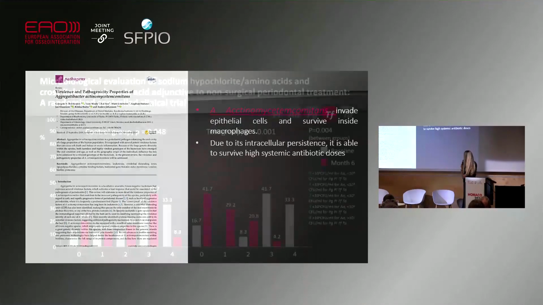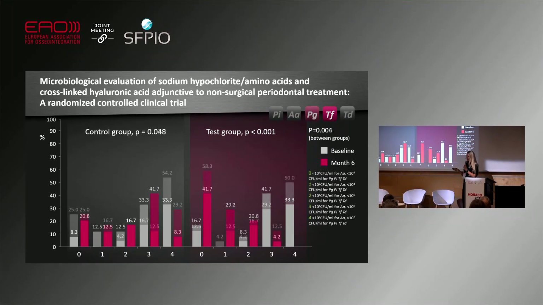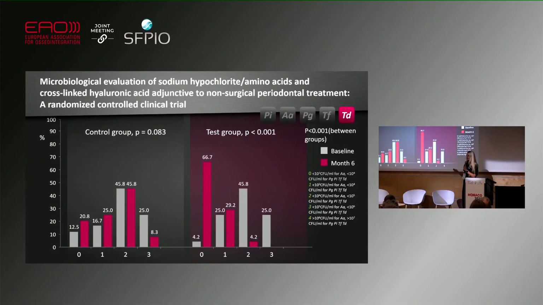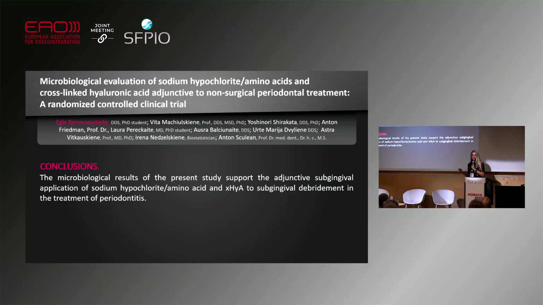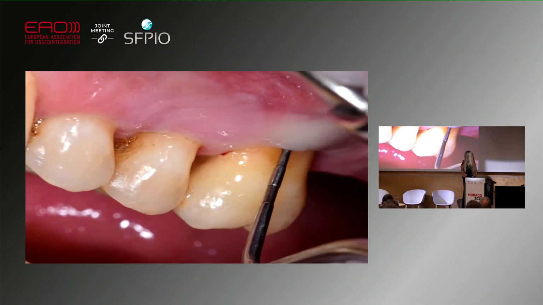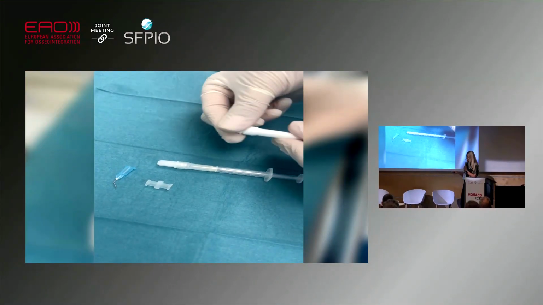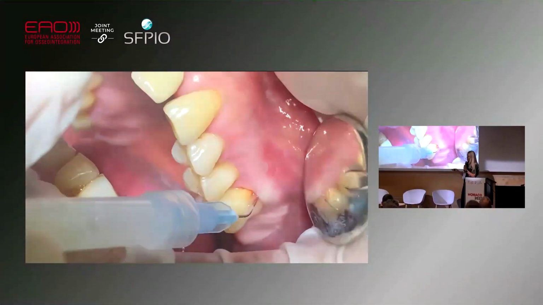Significant improvements in other investigated bacteria are in favor of the CLEAN&SEAL group, that is Tannerella forsythia, Porphyromonas gingivalis, Treponema denticola, and Prevotella intermedia. And we made a conclusion that actually the microbiological outcomes supported the observed clinical improvements that were seen. Another clinical situation: deep periodontal pockets, furcation involvement, preparation of chloramines, insertion of them into the perio pockets.